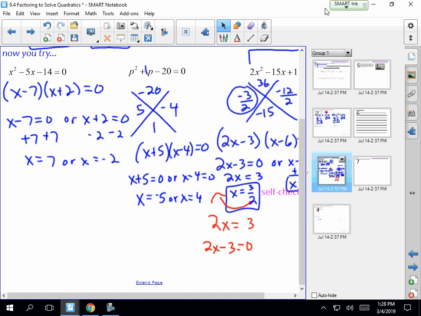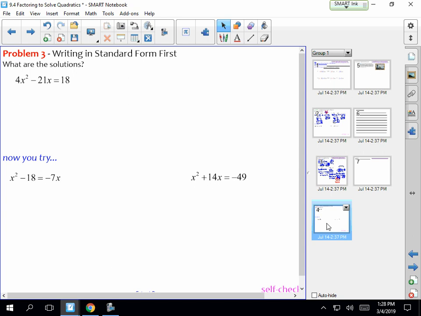Negative 5. Yes, sir. So the factors are positive 5 and negative 4. And so the answers are opposites of those. All right, one more step, and this is, guys, what skill 16 will look like, which we will see tomorrow.